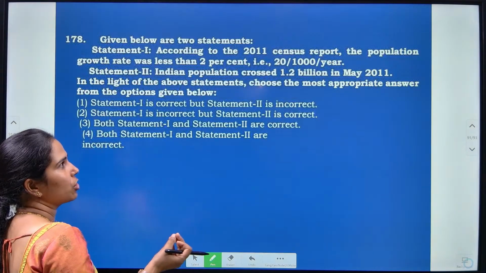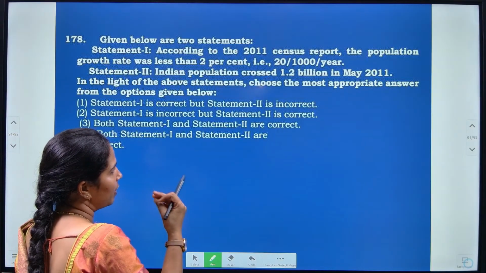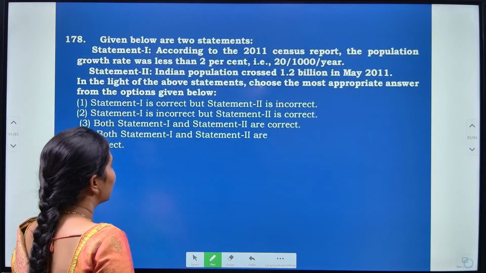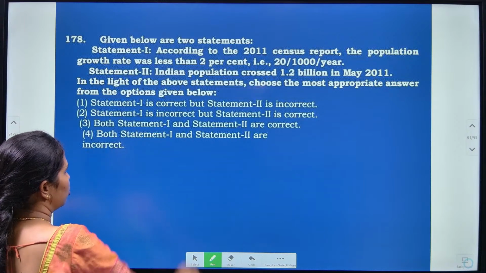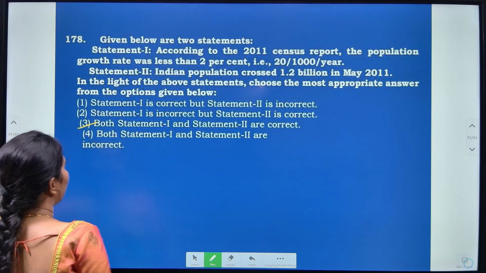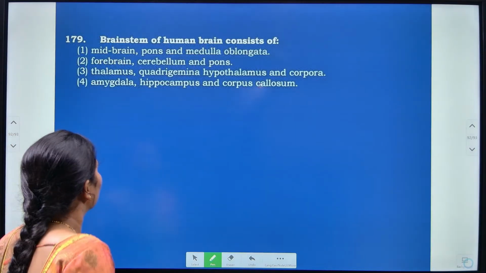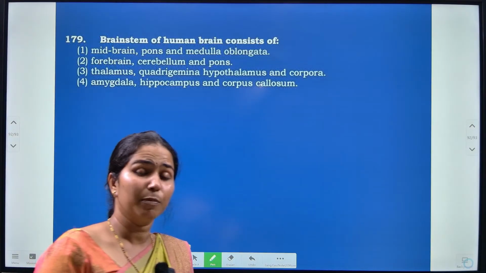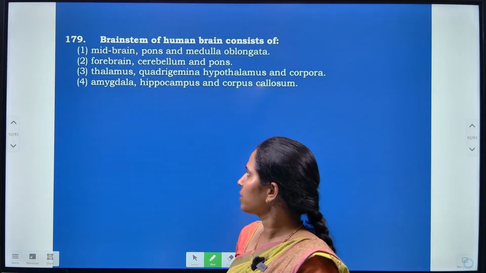So here the total world population was 7.2 billion in 2011, and 1.2 was the contribution of the Indian population here. Okay. So options 1 and 2 both are correct here. So both statement 1 and statement 2 are correct here. Going with, again, I think this is the same question which has been repeated from the previous year, but just in a twisted manner here.